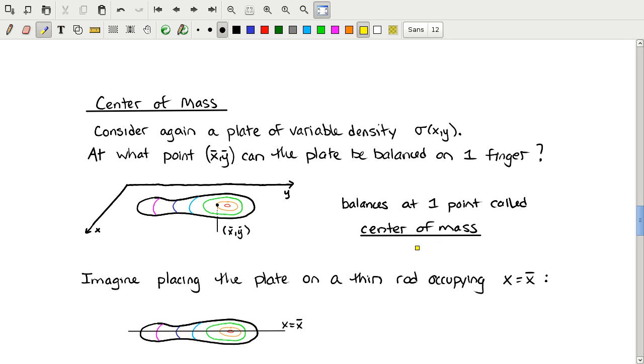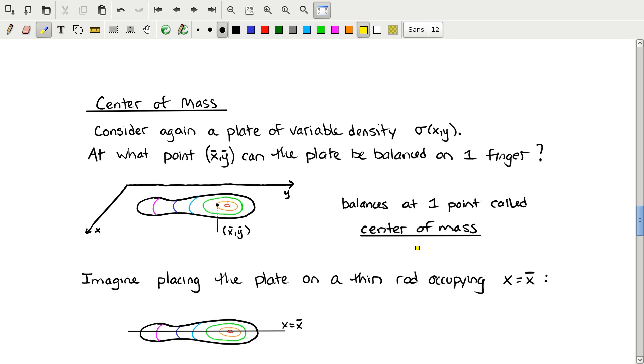A second application is to find not just the mass of an object, but to find what is called the center of mass of an object. You may have run across this in your Calculus 2 class, but we're now able to deal with this in a much more satisfying way with double integrals. Suppose we have, again, a plate of variable density. It could be a rectangle, it could be some other shape, but a thin plate that has different amounts of mass at different points along the plate. The question is, at what point, x bar comma y bar, a particular point in space, can this plate be balanced on one finger?